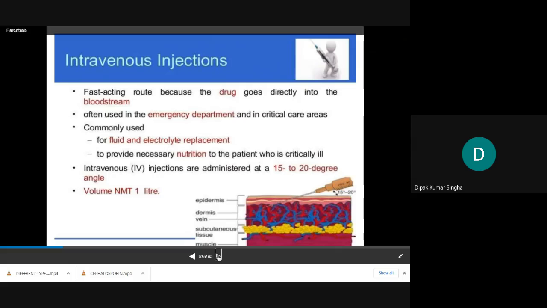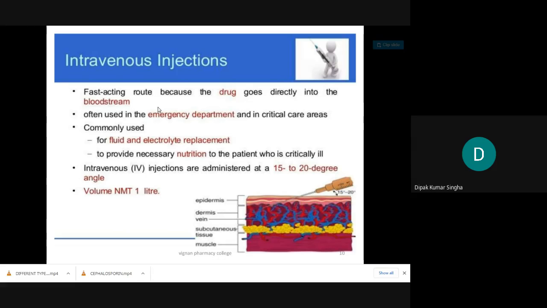Then the intravenous injection, another route, is the fast-acting route because the drug goes directly into the bloodstream. This is the first choice in case of emergency patients. That's why doctors or nursing staff keep a channel, and from this channel they administer the drug directly. There is no need for any time for absorption, it goes directly into the bloodstream. So the intravenous route is used for emergency purposes and in critical care, and for fluids and electrolytes, and to provide nutrition to the patient.